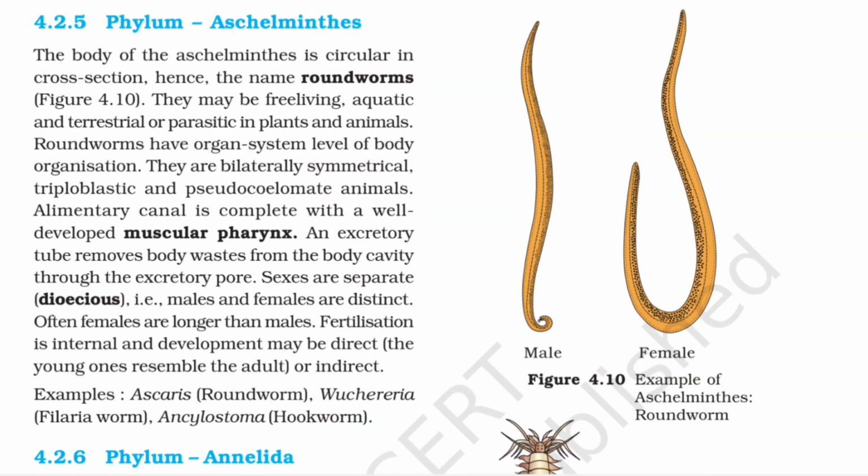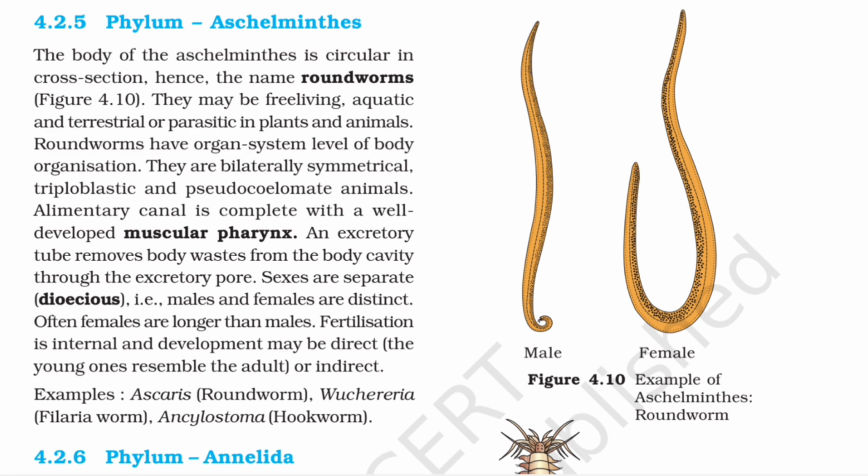4.2.5 Phylum Aschelminthes. The body of Aschelminthes is circular in cross section, hence the name roundworms, figure 4.10. They may be free living, aquatic, and terrestrial or parasitic in plants and animals. Roundworms have organ system level of body organization. They are bilaterally symmetrical, triploblastic and pseudocoelomate animals. Alimentary canal is complete with a well-developed muscular pharynx. An excretory tube removes body waste from the body cavity through the excretory pore.